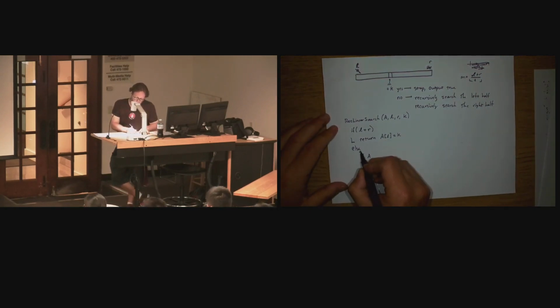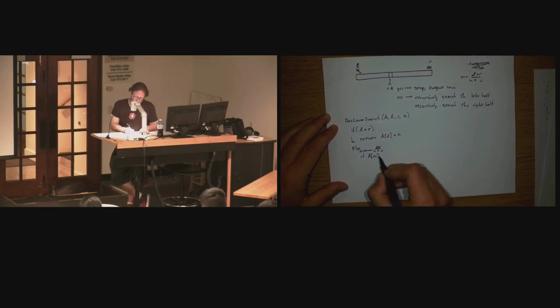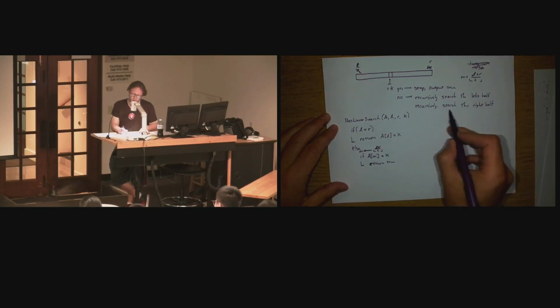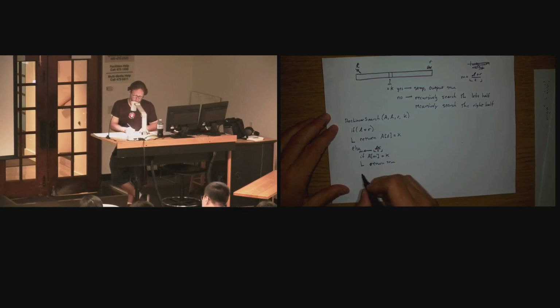So I need to compute M, and it's simply going to be the average, L plus R over 2. Take the floor so that you've got an integer. And if A sub M is equal to the thing that we're looking for, then I'll use the same nomenclature up here. Return true. You found what you were looking for. Great. Otherwise, you need to recursively search the left half and recursively search the right half. So, else. And unlike a recursive binary search where you would search one or the other, we actually need to search both of these.